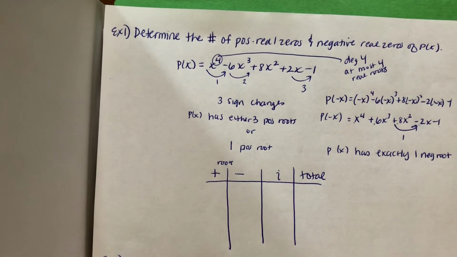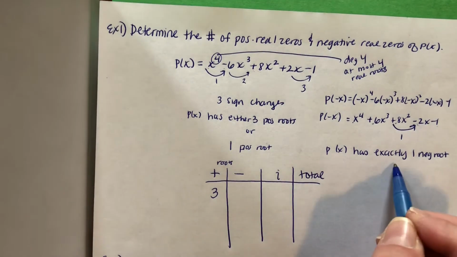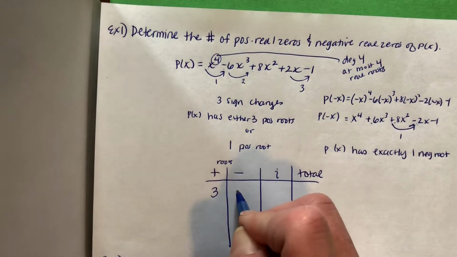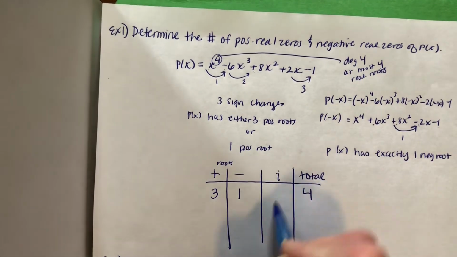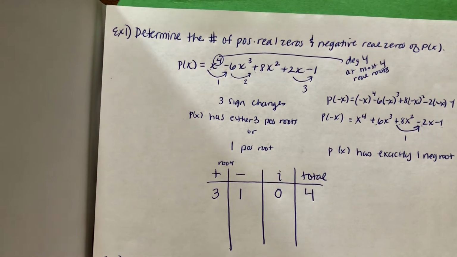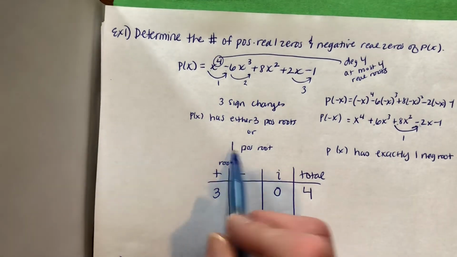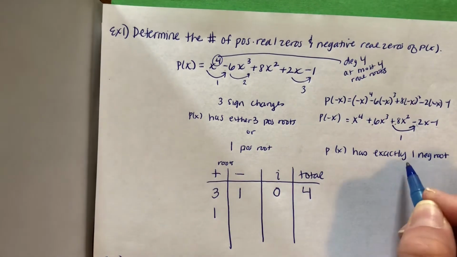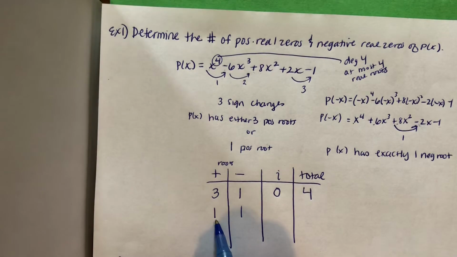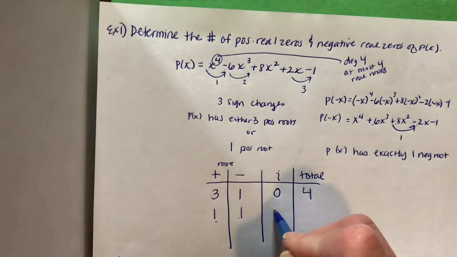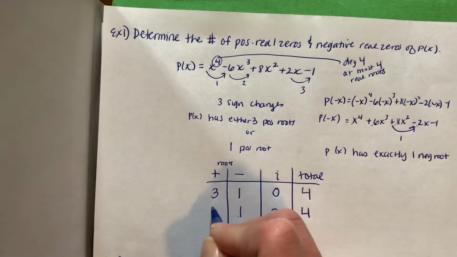So let's say there's 3 positive roots. Well, we just learned a second ago there has to be 1 negative root. So if there's 4 roots total, then there must not be any imaginary roots here. But what if there was 1 positive root? We also know there can be only 1 negative root. So this would be 2 total. That would mean there's 2 imaginary roots in order for us to get to 4 total.